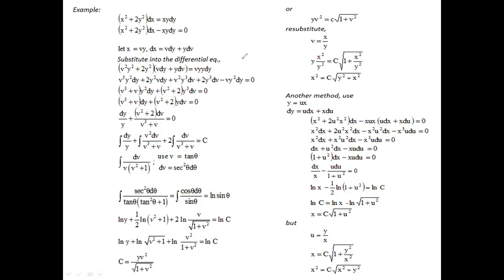We have dx equal to d of vy. We use the product rule here. So first term times the derivative of the second plus the second times the derivative of the first. Okay, this will be your corresponding substitution equation for the differential of x. So let me just close this so you can see everything.